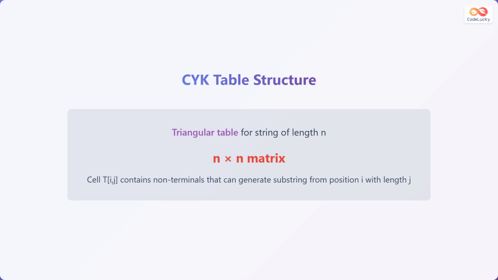The CYK algorithm uses a triangular table to store intermediate results. For a string of length n, we construct an n by n matrix. Each cell in the table, denoted as T[i][j], contains the set of non-terminal symbols that can generate the substring of the input string starting from position i with length j.